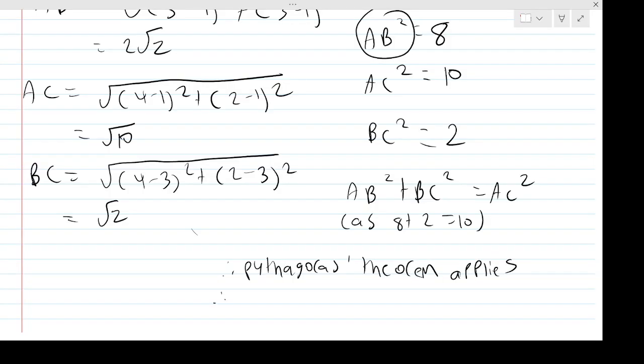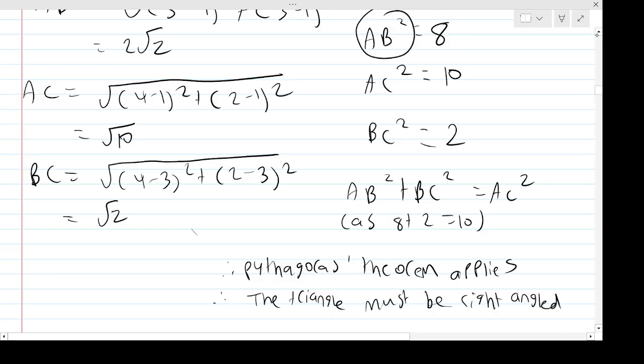Therefore, the triangle must be right angle. And there we are. So yeah, that is one way, a safe way, I guess, to prove if you need to show a triangle's right angled, just check if Pythagoras theorem applies.